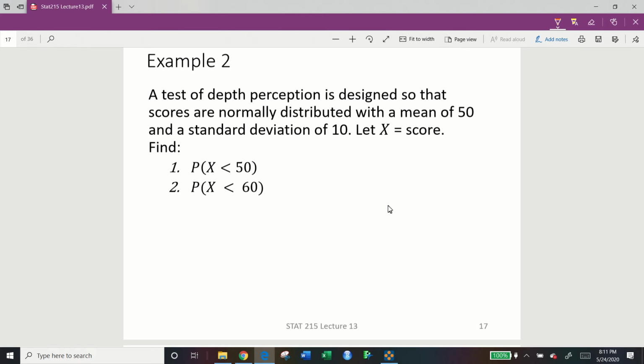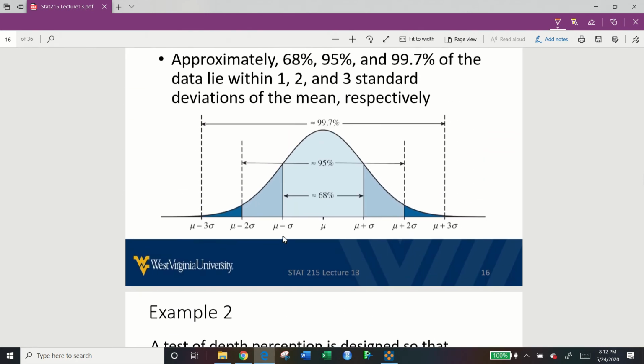So for our first one, finding the probability of x less than 50. Well, our mean is at 50, so logically, if that's our center, that's our halfway point. That means half of our data has already happened, half of our data has yet to occur if we're thinking chronologically. So it's going to be 50%.